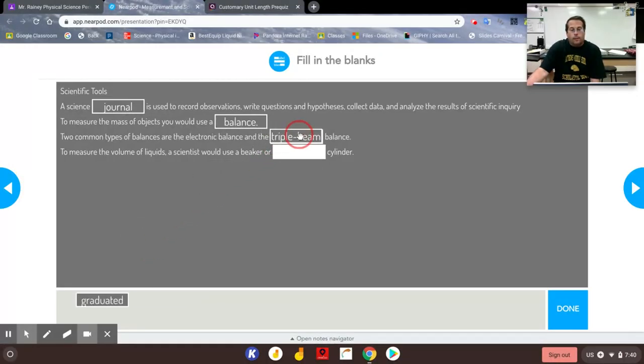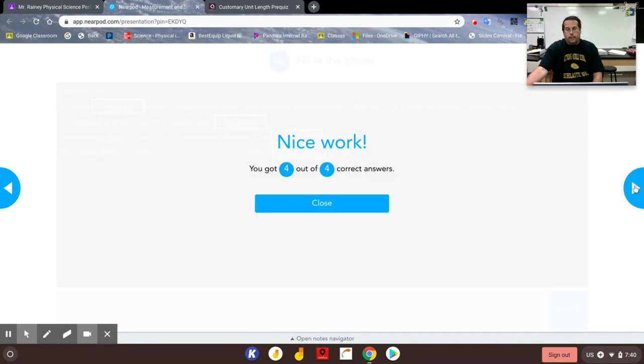Triple beam balance is very similar to when you go to the doctor's office and they take your weight and they have those three beams that they slide over to find out what your weight is. It's a very similar process, we'll talk about that next week. If we measure the volume of liquids, we could use a beaker, but a graduated cylinder is a much more accurate measure because they're smaller and they actually have a lot more lines of increments that help us to understand what the measurements are. So a graduated cylinder is always better.